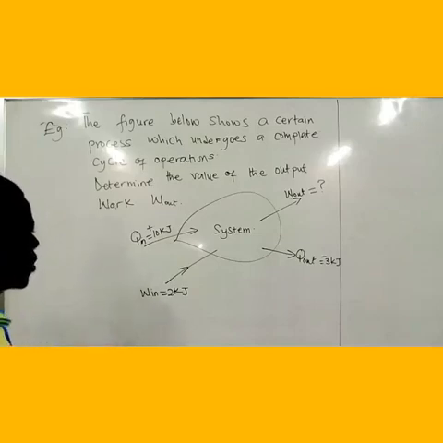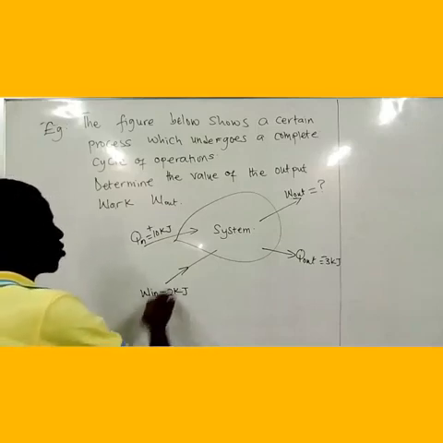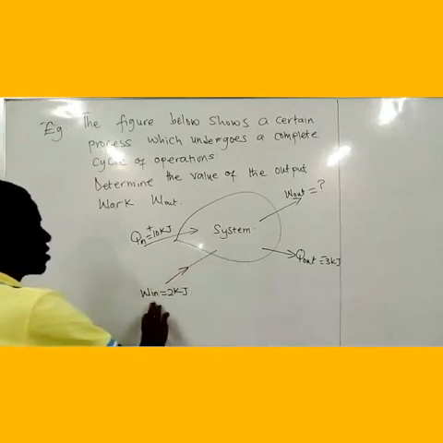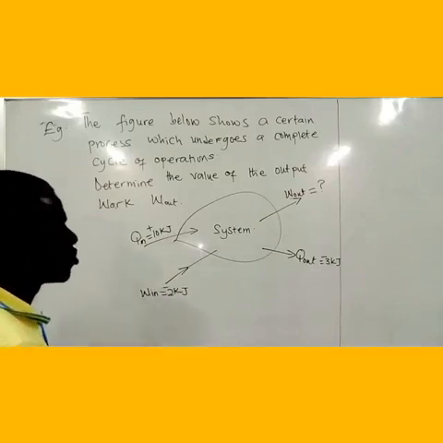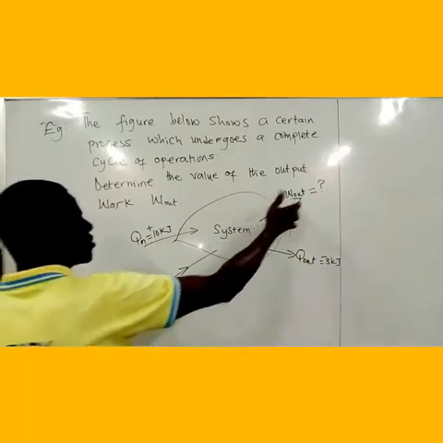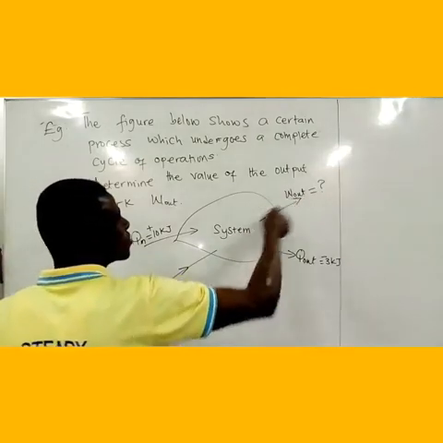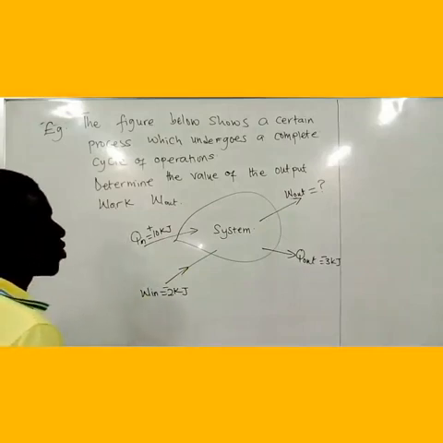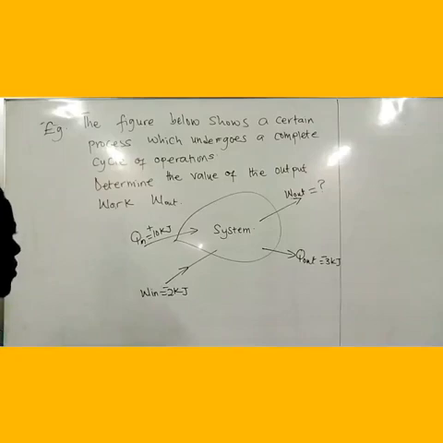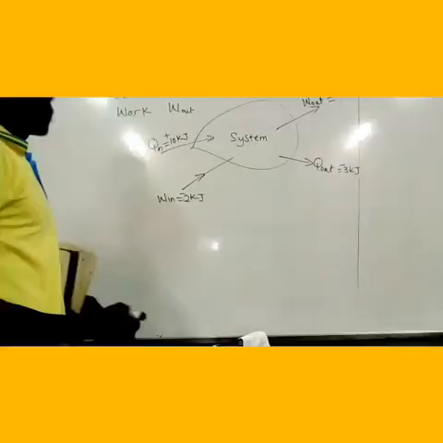Now, work into the system is work done on the system. The surrounding is doing work on the system. The work done on the system is negative. So this work, since the arrow is going out, should be positive because work out is positive. Okay, let's go.